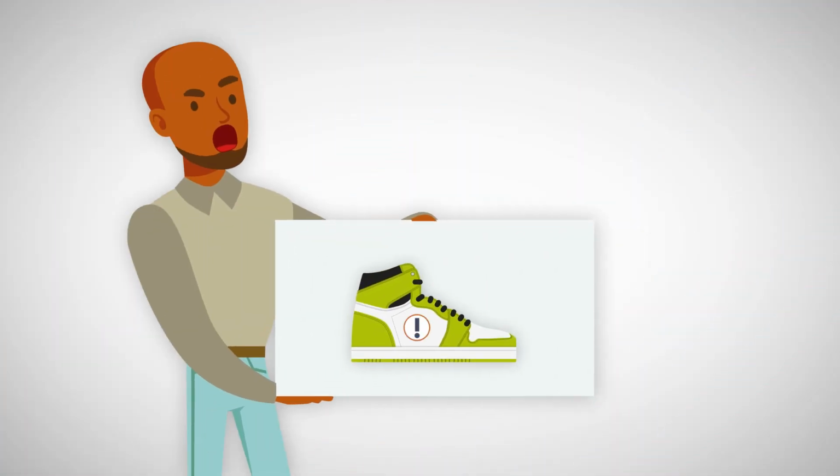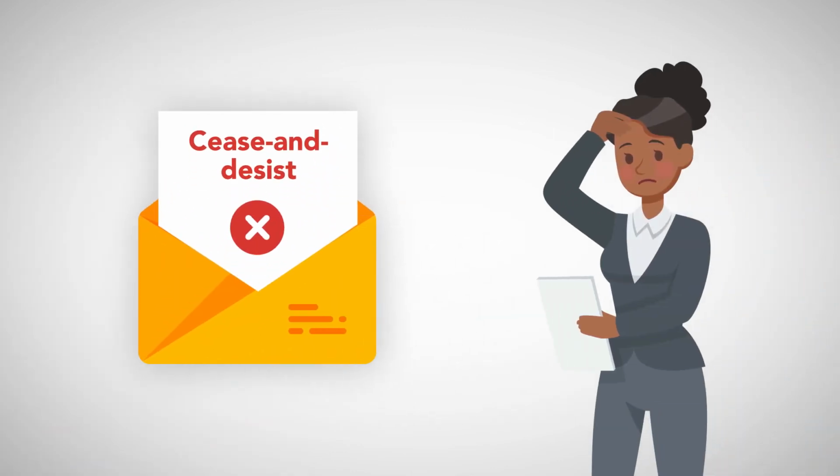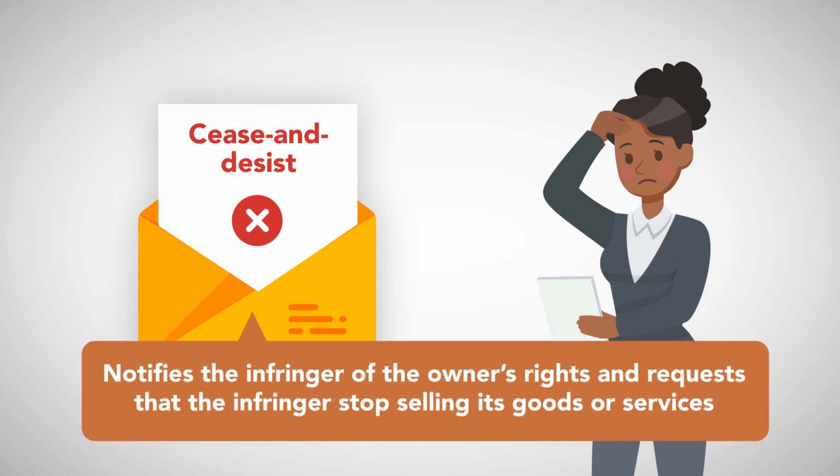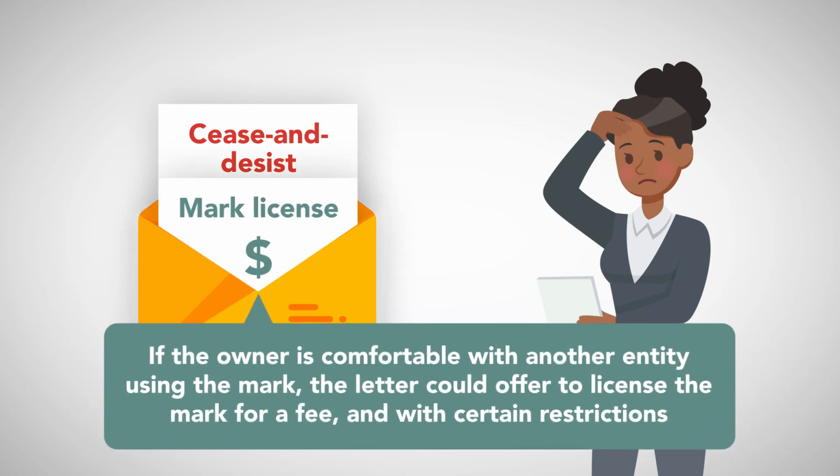If a trademark owner becomes aware of potential trademark infringement, the owner may choose to send a cease and desist letter to the infringer. This letter typically notifies the infringer of the owner's rights and requests that the infringer stop selling its goods or services. Alternatively, if the owner is comfortable with another entity using the mark, the letter could offer to license the mark for a fee and with certain restrictions.